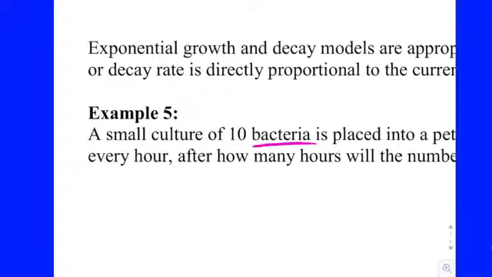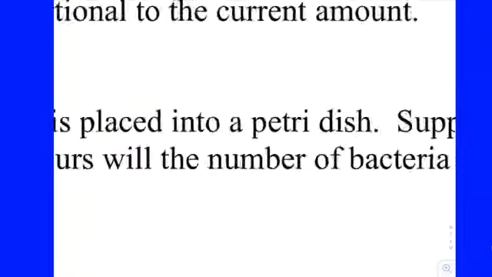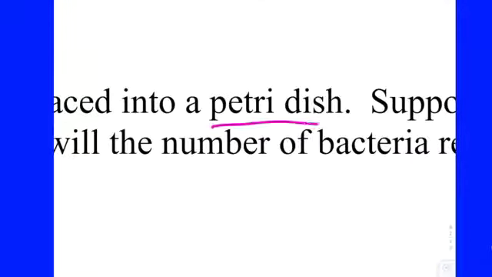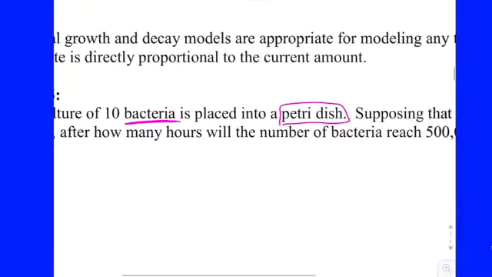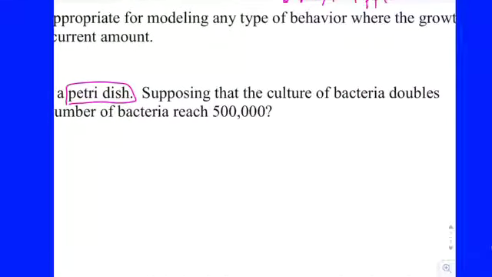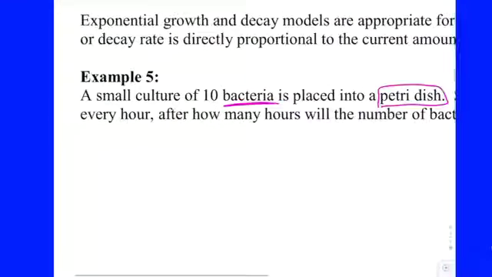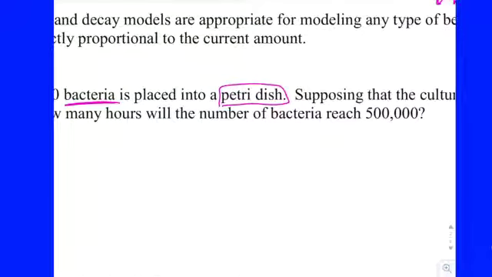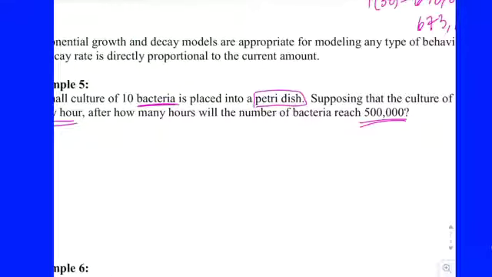A small culture of 10 bacteria is placed not into a knee, but into a petri dish. Oh, that's much better, okay? Suppose that the culture of bacteria doubles every single hour. After how many hours will the number of bacteria reach 500,000? Okay, to go from 10 to 500,000. Okay, 10 might be like me in the first quarter, like, hey, I'm feeling okay. 500,000 might be like, time to squeeze, right?